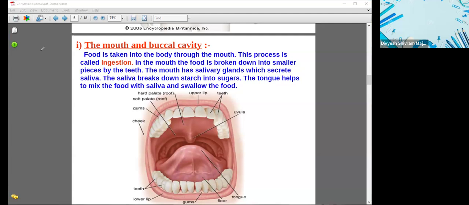Food is taken into the body through the mouth. This process is called ingestion. In the mouth, the food is broken down into smaller pieces by the teeth. The mouth has salivary glands which secrete the saliva. The saliva breaks down starch into sugars. The tongue helps to mix the food with saliva and swallow the food.